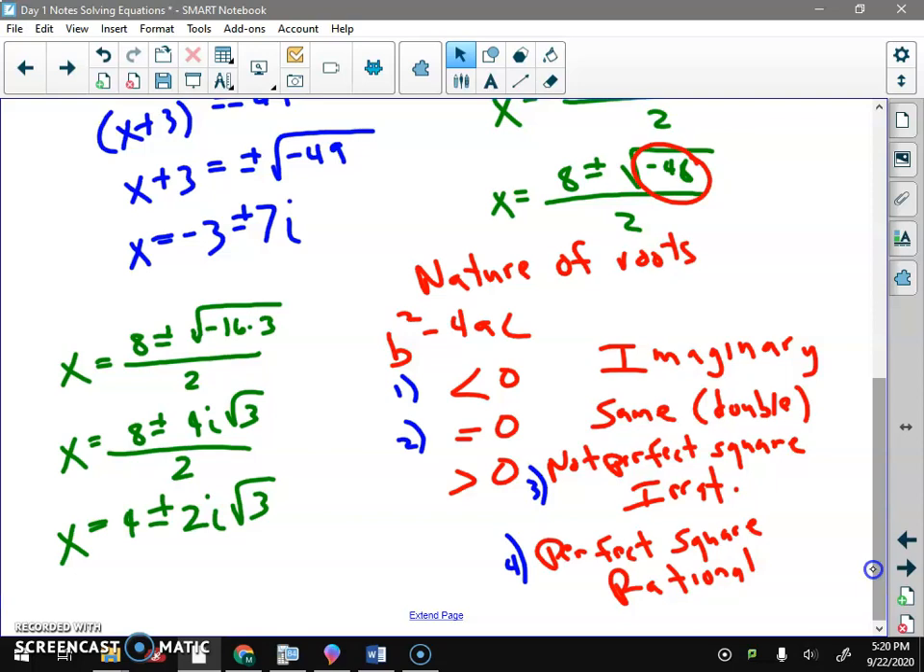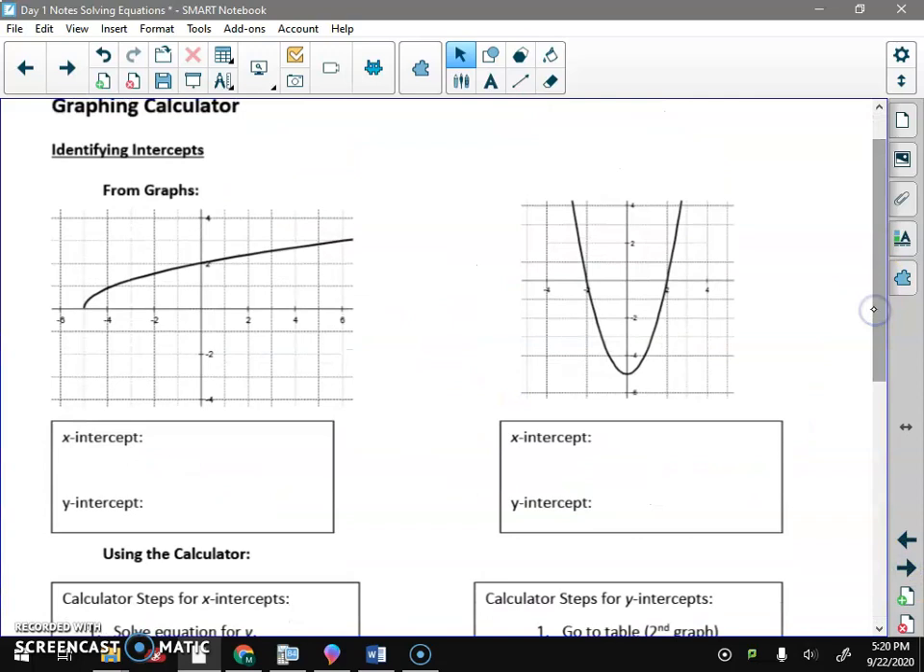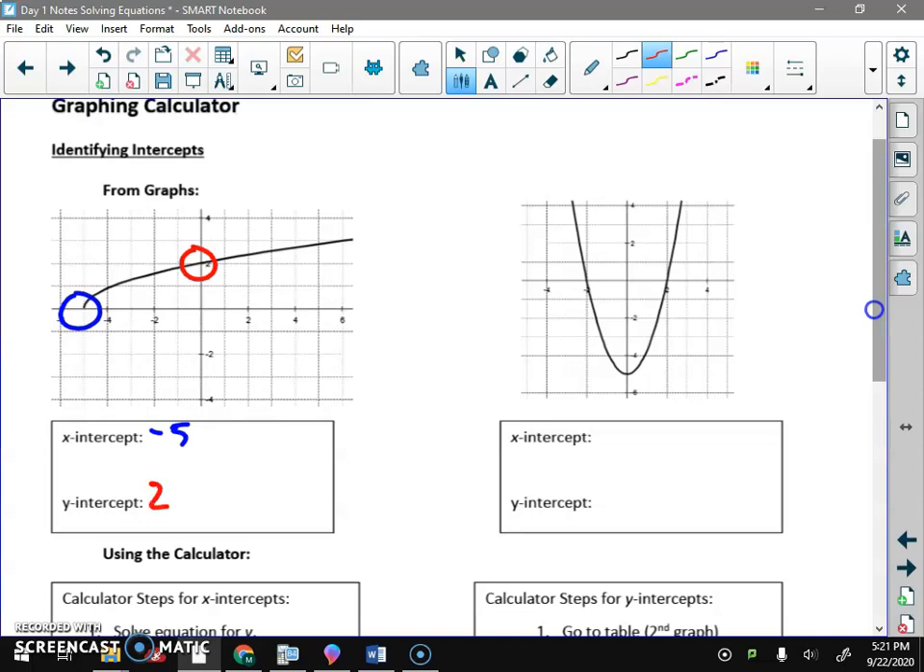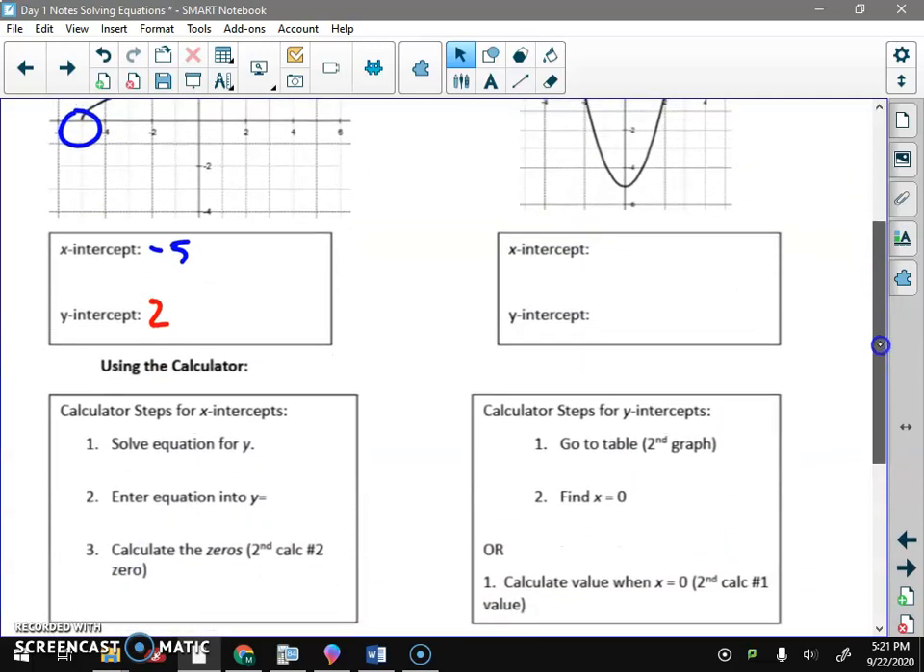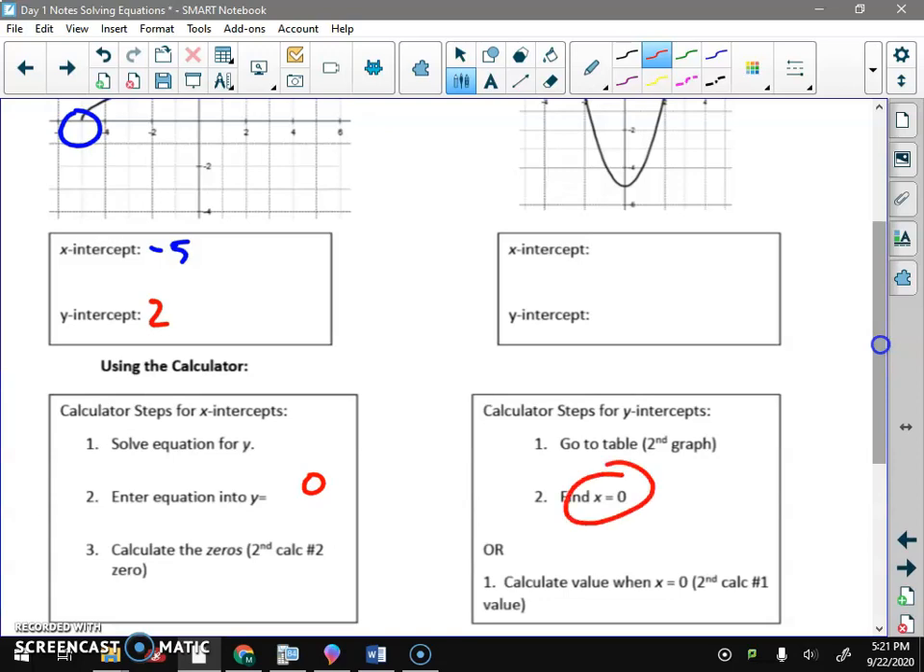I want to show you real quick a calculator exercise, and that is graphing calculator. If I got a screen that looks like this, what's the x-intercept? It's the root, negative 5. What's the y-intercept? 2. And how do I find these? The x-intercept is found by solving the equation for y. If I'm crossing the x-axis, y equals 0. And therefore, you're finding where they intercept the x-axis. You can either do y2 equals 0 and find intersect, or calculate the zeros by using the graphing calculator, second calc number 20. And then for finding the y-intercepts, go to the table, find 0 in the x column, because that's what the y-intercept means.